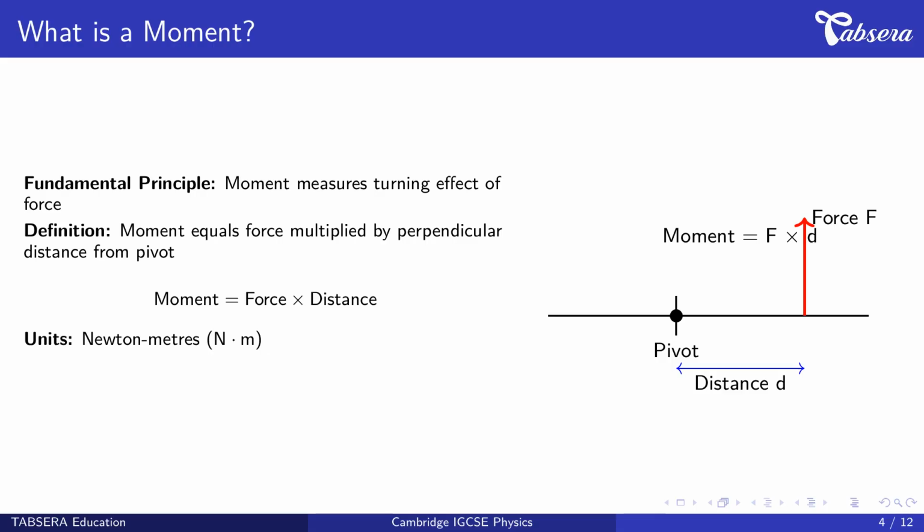The diagram illustrates a simple lever with a pivot point, showing how force F applied at distance d creates a turning effect. Notice how the distance is measured perpendicularly from the pivot to the line of force action. This principle is fundamental because it explains how tools like spanners and levers work effectively.